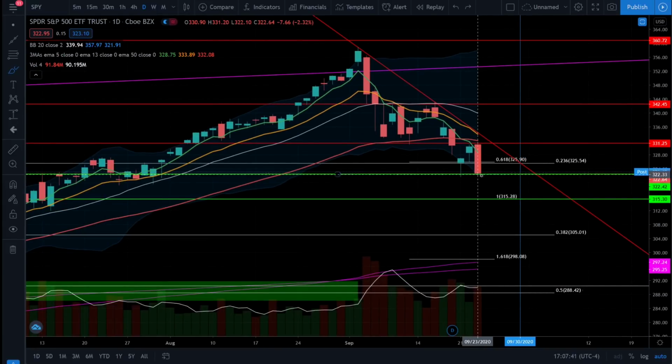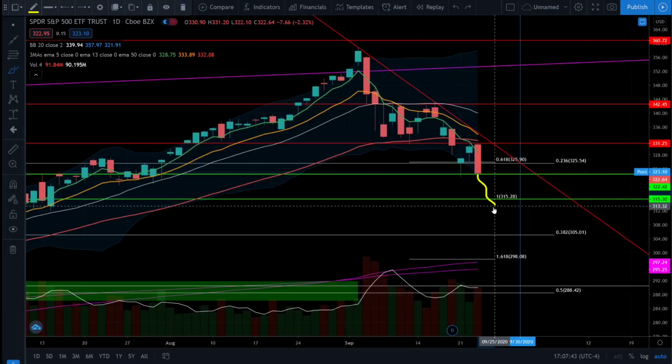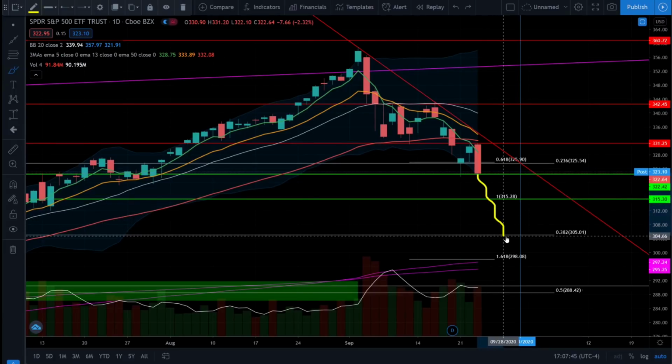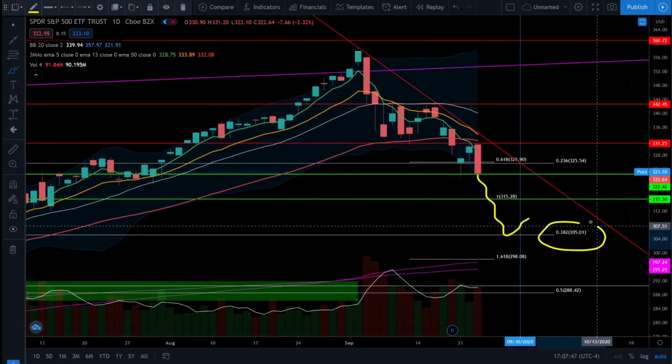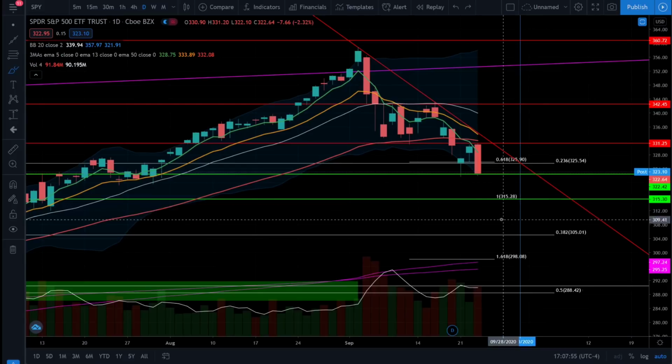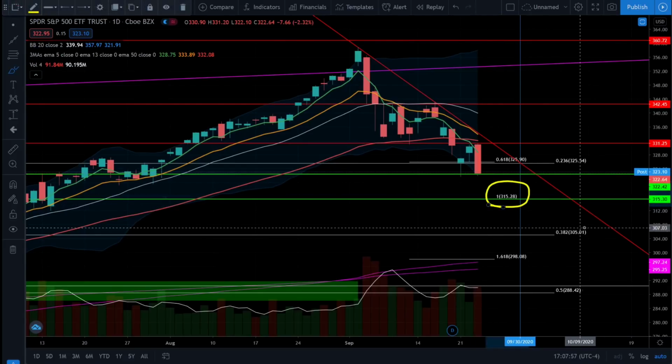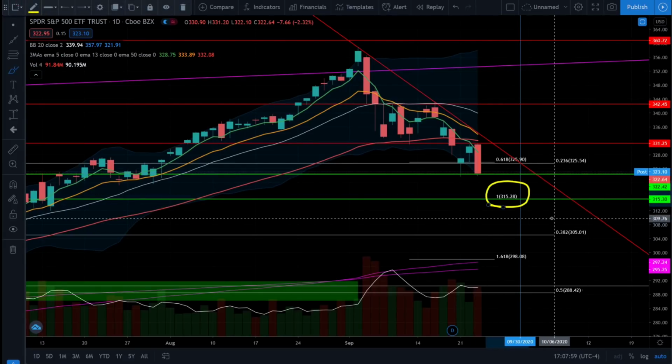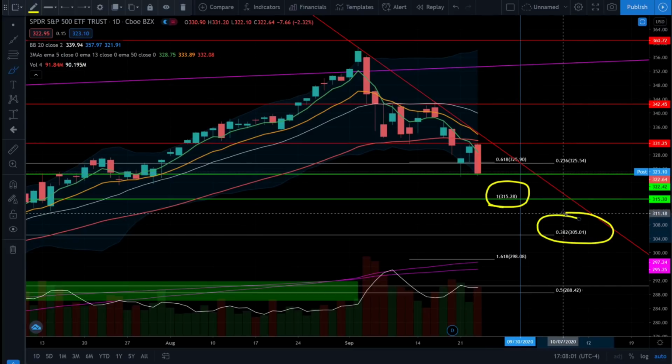Now, if we do get to the $315 and we cut through it like a hot knife through butter as if it weren't even there, that's going to set our eyes back on this $305 level, which is the 0.382 Fibonacci retracement of the bull rally. So we have two price targets that we're watching, the first being at 315, and if that does break down and we get a close below that, we're then looking at 305.